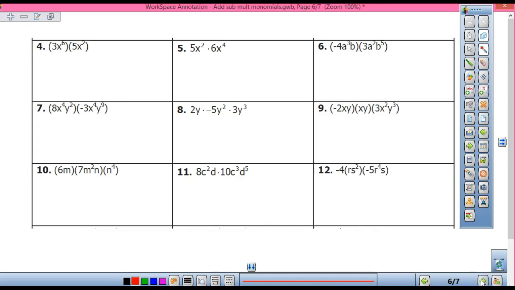Alright, now I'm going to start calling on some people. Devin, multiply our coefficients, we get 15. Add our exponents, x to the 8. Good. Liv, multiply our coefficients, 30. X to the 6. Very good. Now Olson, a to the 5th, b to the 6th. Very good.